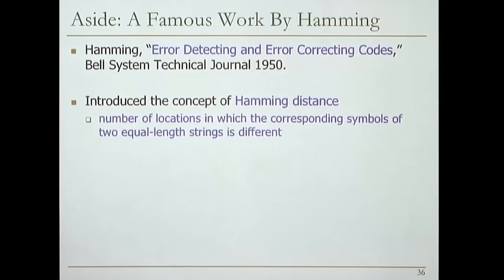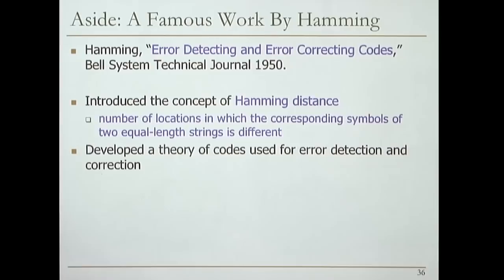It's basically the number of locations in which the corresponding symbols of two equal length strings are different. So if you have two equal length strings, like four length strings. Well, what is it? I'm blanking out. Cat and dog. Those are equal length strings according to the Latin alphabet. Three characters. What is the Hamming distance between them? Three, right? Because they're different in every character. C-A-T, D-O-G, right?